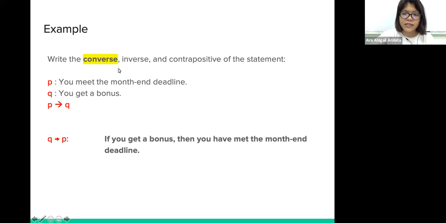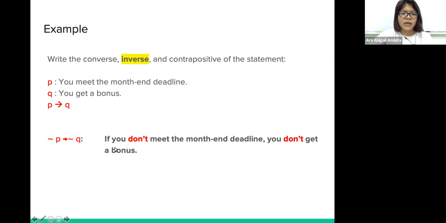Now, let us first get its converse. Again, the converse is just the swapped roles of P and Q. So now Q is the hypothesis or the antecedent, and P is now the conclusion. Expressed in its English form: if you get a bonus, that is the Q, then you have met the deadline.